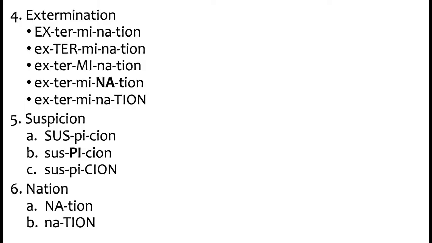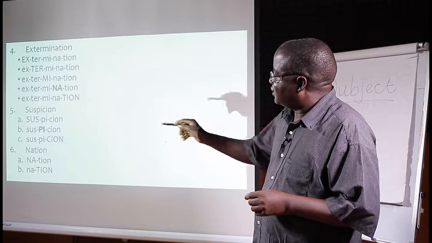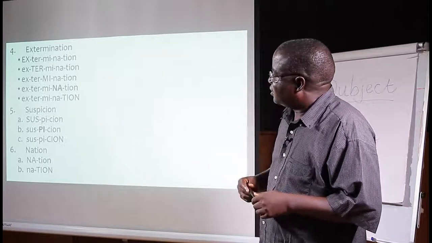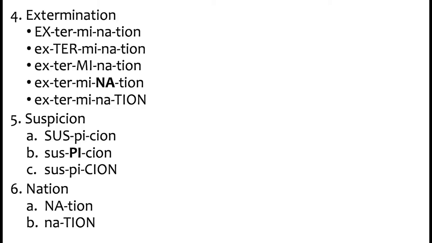Then option 6, number 6, nation. Nation. This word has only 2 syllables, and it is the first one that receives the greater emphasis. Ne receives the greater emphasis, and therefore that place should have been highlighted.